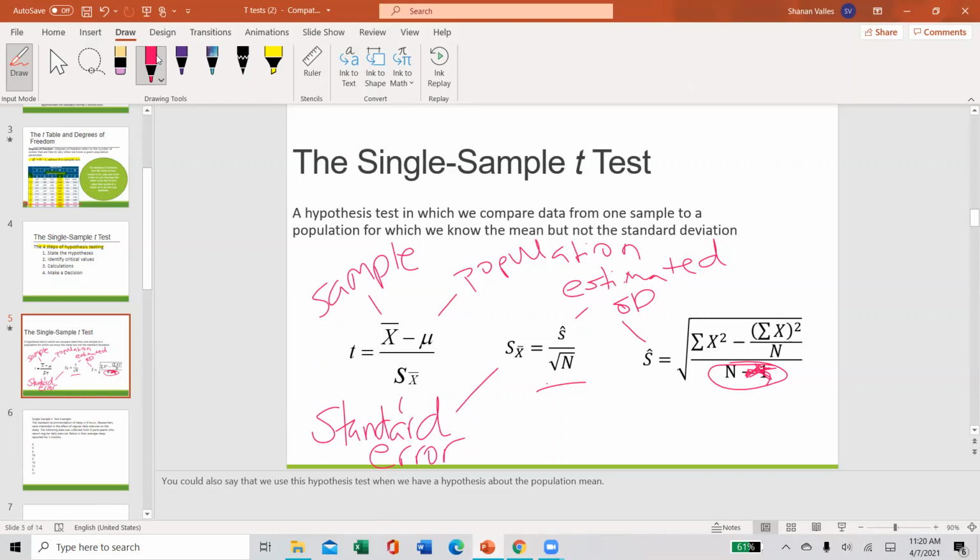When we do a t-test, we don't know the population standard deviation, so we're going to have to estimate it. We're going to have to guess just a little bit. And we do n minus 1 so that it makes that value just a little bit bigger, something that we could assume would represent the entire population. So estimated standard deviation is the formula we're used to, just with n minus 1 in the denominator.